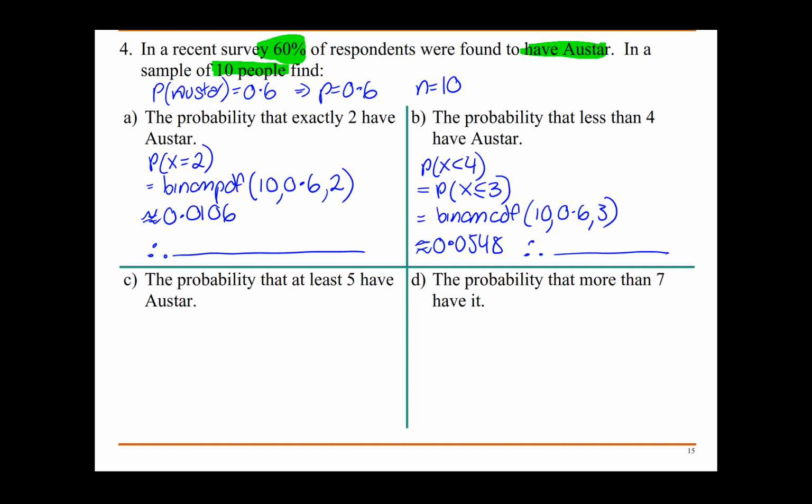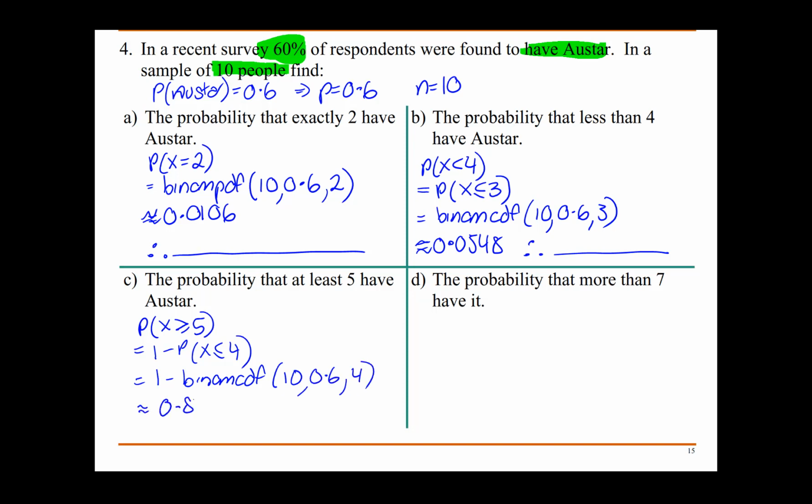The next one, the probability at least 5 have OzStar. So the probability x is greater than or equal to 5 is going to be 1 minus the probability that x is less than and equal to 4. So that's 1 minus binom CDF 10, 0.6, 4, which is approximately 0.8338. So finish with, therefore, approximately 83.38% chance that at least 5 have OzStar.